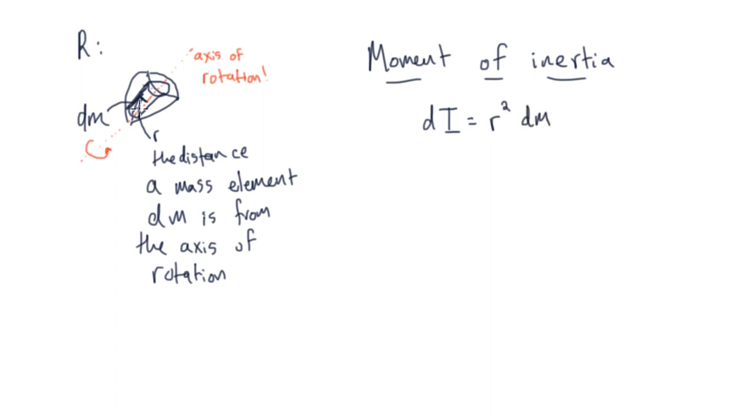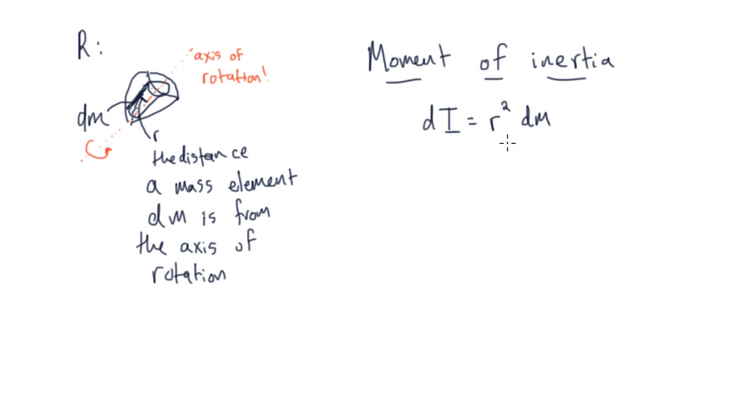So we take a small little mass element located at distance r from the axis of rotation, and then that element of the moment of inertia is r squared dm. So again, you see that this moment of inertia element is going to be greater if you're further away from the axis of rotation and if you have a greater mass. And that should make sense. Of course, if you have more mass, it's going to be harder to spin.